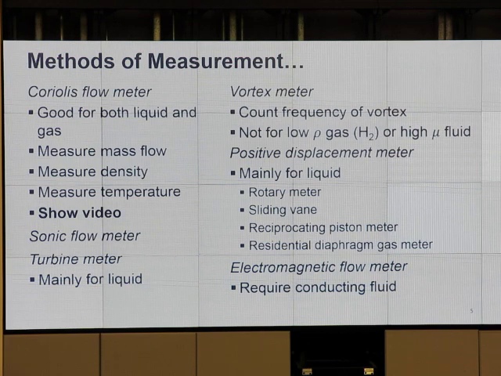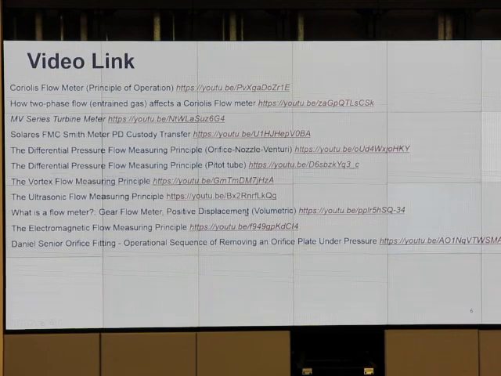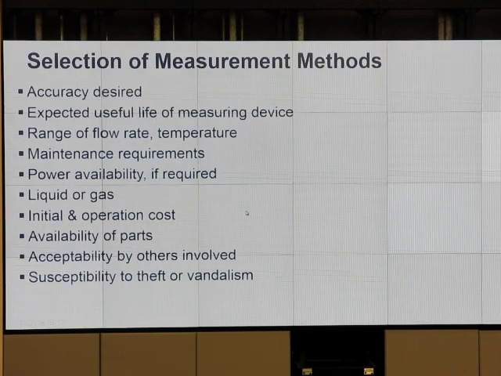Hopefully you can accept the last one. Electromagnetic flow meter uses an electric field that separates the charge, generates the current, and based on how much current is generated, we know how fast it flows. The rest, you should be able to tell the working mechanism. Working mechanism of rotary flow meter, vortex meter, positive displacement, rotary meter, sliding vane. The one that we use is a sliding vane.